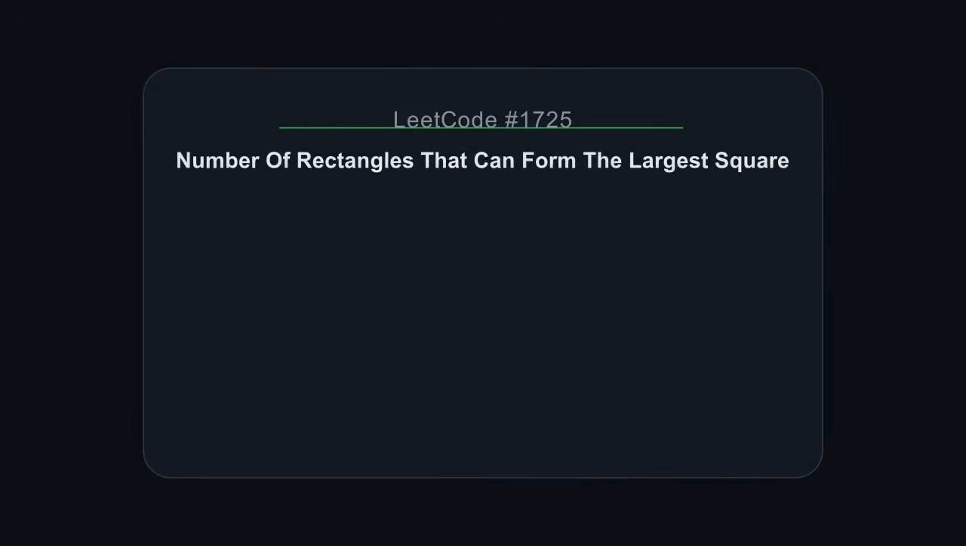Today, we're tackling a problem that challenges us to find the largest possible square that can be formed from a given set of rectangles. The twist: we need to count how many of these rectangles can actually contribute to forming that maximal square. It's a great exercise in careful iteration and tracking.